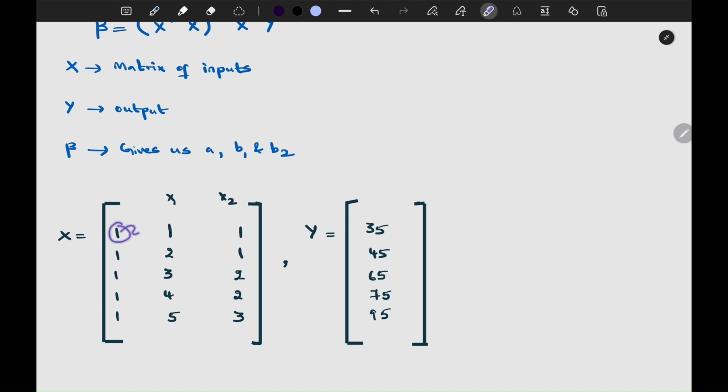Here we will be writing 1 as common in each and every row. Let's denote this as x0. So x0 is always 1, in that particular column. Under x1, we will be writing the values of the number of bedrooms, and for x2, we will be writing the number of balconies. And for y, which is the output, the price in lakhs, like 35, 45, 65, 75 and 85. The first thing is to declare our matrices, x and y.